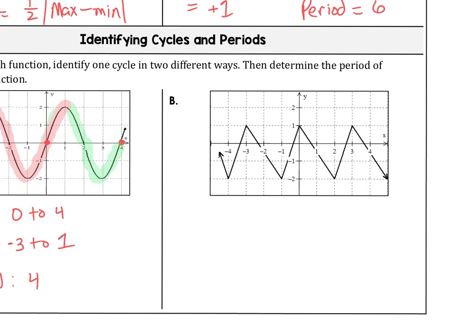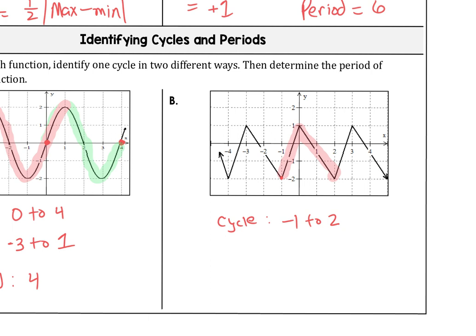One way that I might represent the cycle is I might start here at the x value of -1. And so what I can do is look to see how long it takes me to get back. If we go from -1 to 2, that cycle would be -1 to 2.